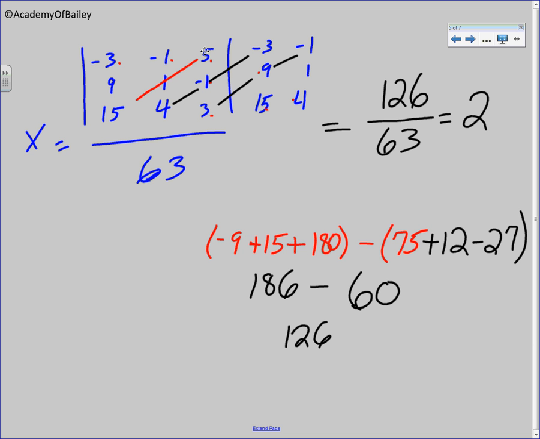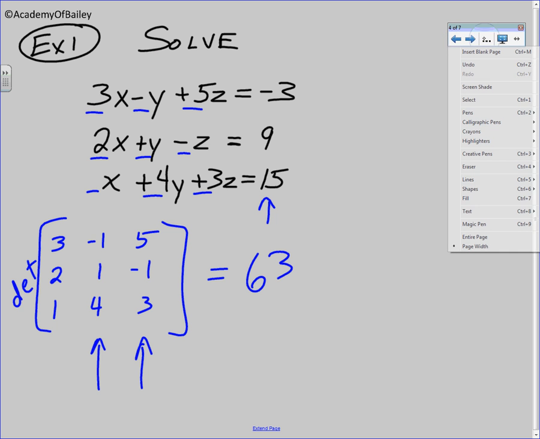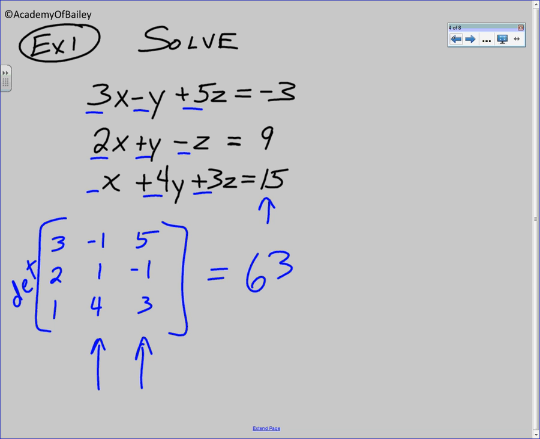That's the x value. Now in order to find the y value, we do the same thing. We are going to plug in negative 3, 9, and 15 for the y coefficients, the ones right there in the middle of determinant A. So we still have 3, 2, 1 for the x's, negative 3, 9, and 15 get plugged in for the y coefficients, and the z coefficients still stay 5, negative 1, and 3.